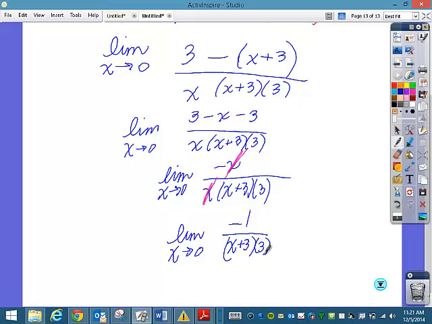Is everybody cool with what's going on so far? Okay. So now, if I was going to go plug 0 into the function, would I have 0 in my denominator? No. So I'm just going to go plug it in. I can drop my limit now because I'm plugging it in. So it's -1 over 0 plus 3 times 3, which is 3 times 3, -1 over 9.